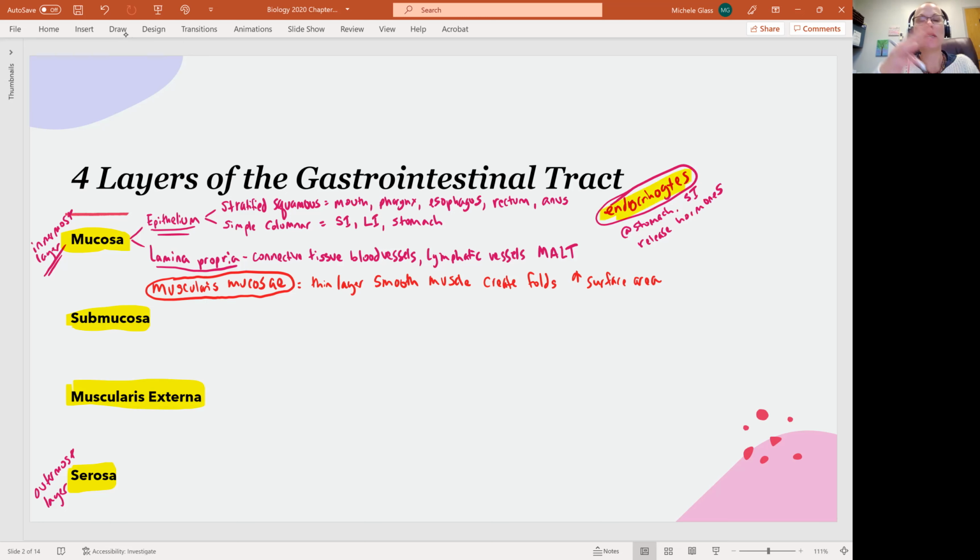As we continue to move from the inside of that digestive tube toward the outer layers, we go from the innermost mucosa to the next layer, which is the submucosa. The submucosa is going to be a dense connective tissue. It's again going to hold blood vessels and lymphatic vessels.